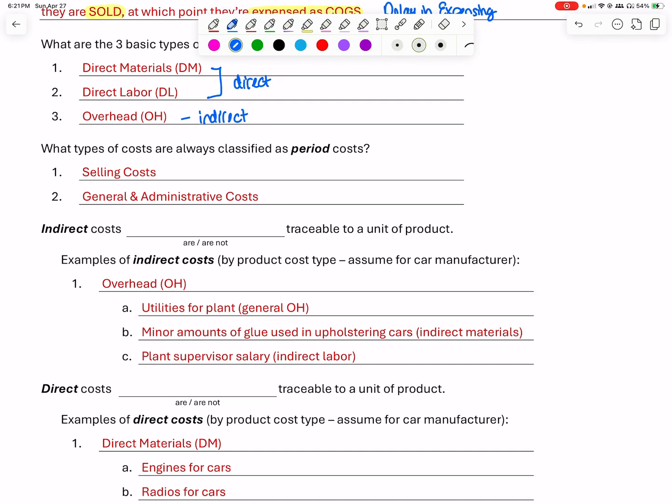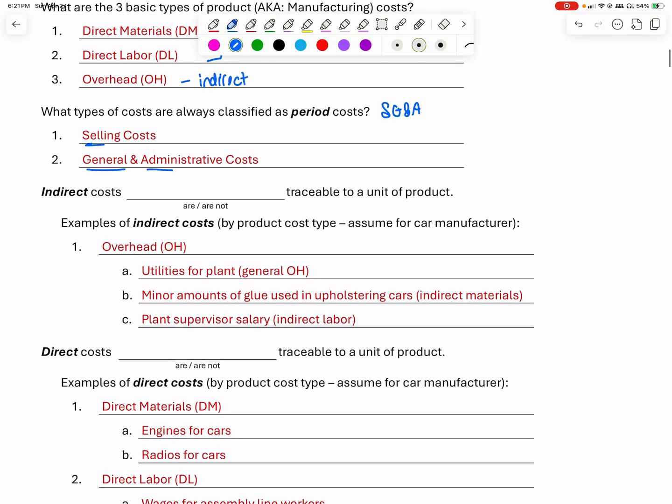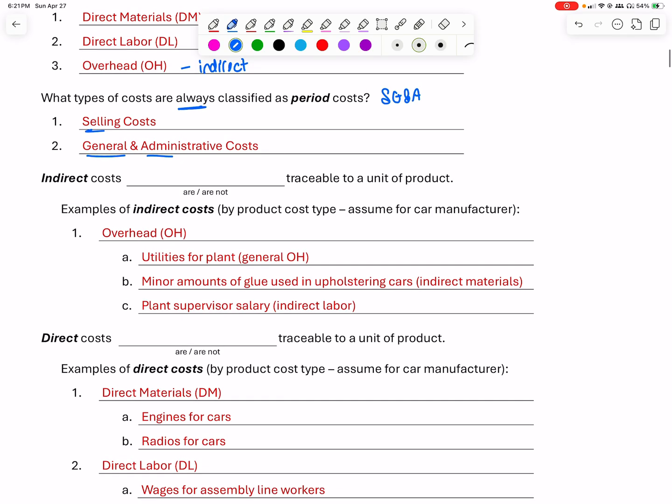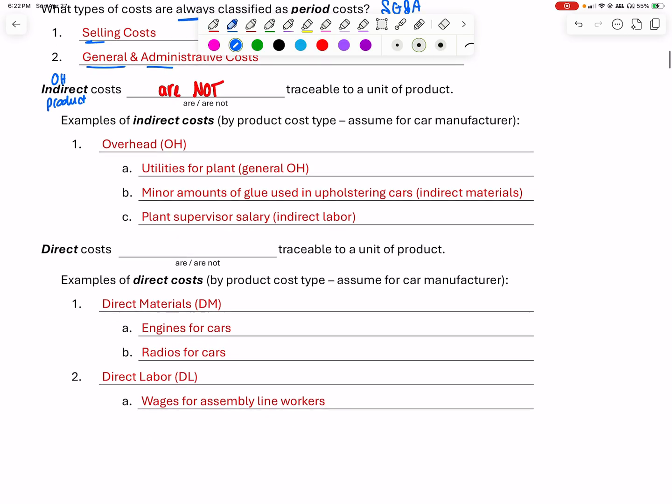What type of costs are always classified as period costs? Basically anything that is SG&A, or selling, general, and admin. Those are always period costs. So indirect costs, FYI, are always product costs. So they always have to be direct materials, direct labor, or overhead. Obviously, overhead is the only one that doesn't have direct in the name. Overhead is the indirect cost. And those costs are not traceable to a unit of product, at least not as clearly as direct materials and direct labor are.